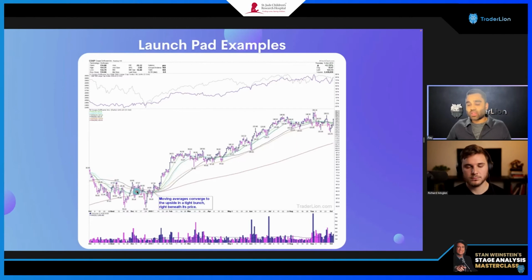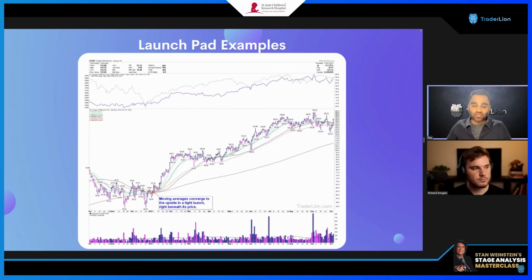So the launch pad setup, and you can write this down if you want, is the 10-day, 21-day, and the 50-day being 1 to 3%, being as close as 1 to 3% to each other, so that the price on a 10-day basis, price on a 21-day basis, and price on a 50-day basis is 1 to 3% from each other.